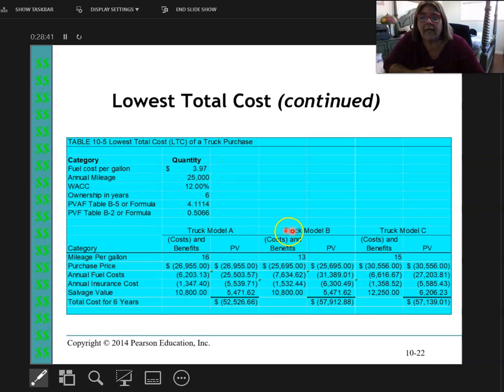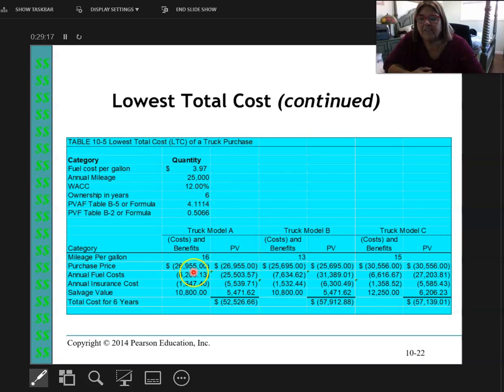So I'm looking at A, B, or C, and they cost different things. And so here are the cost and benefits. So here's the purchase price. Here's what it's going to cost me in fuel. Excuse me, guys. So this is actually, I'm getting 16 miles to a gallon. So this is what I'm putting out now. This is the present value. This is over 6 years, but this is the present value of what's going to happen over the 6 years.